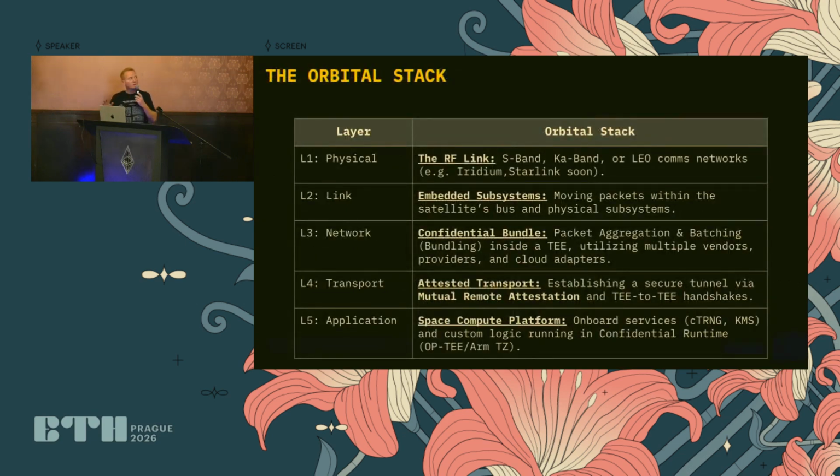And if we look at the entire story, if you compare to the TCP/IP stack, then on the physical layer, we have the RF link, and it could be either coming from a ground station or from LEO networks, but eventually this is the first layer. On top of that, I called it the embedded subsystems. Basically, on the satellite, once the antenna reads some packet, it needs to send it to the right subsystem on the satellite. In our case, it would be us, the right subsystem.